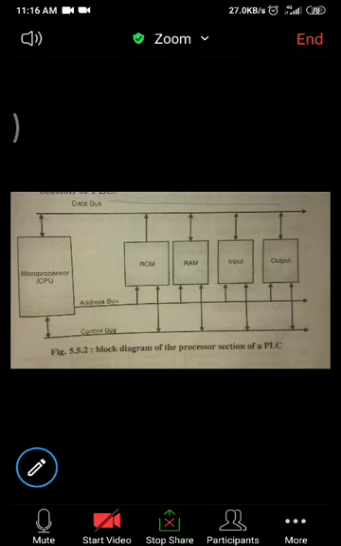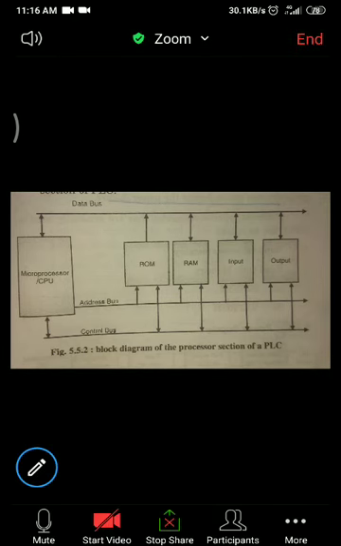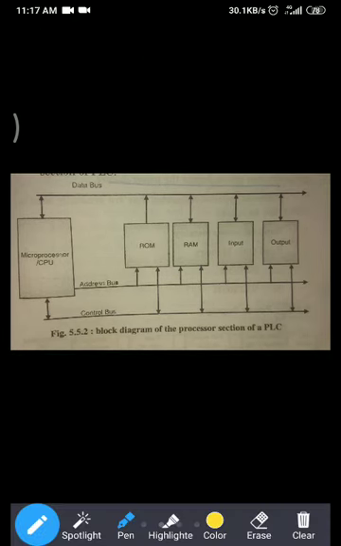In today's lecture, we are going to see in brief all the parts of PLC that we have studied in the previous lecture. As we know, there are 5 major parts: central processing unit, memory unit, input module, output module, and the power supply. So we'll see each unit one by one. The first unit is the CPU, that is, the central processing unit.